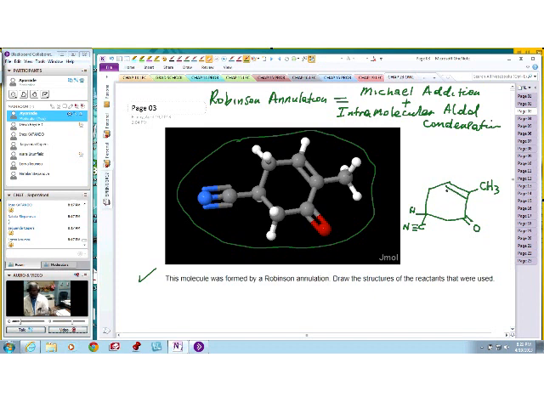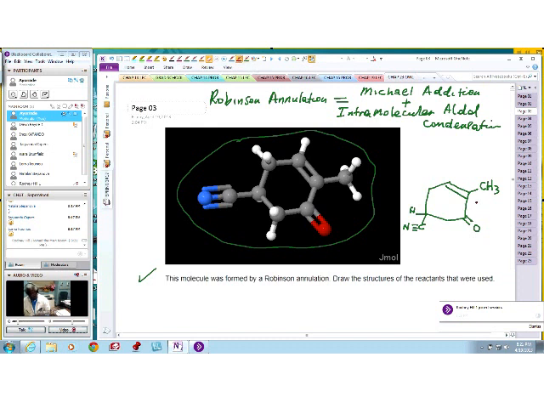Now keep in mind we told you that the Robinson annulation is a Michael addition followed by intramolecular aldol condensation. In other words, the intramolecular aldol condensation is the last step of the Robinson annulation. So let us take a look at this molecule therefore. Since the intramolecular aldol condensation is the last step, let us look at it first. So I am going to number this.